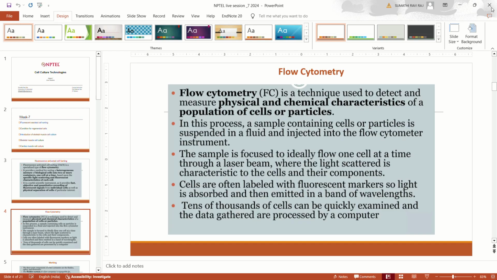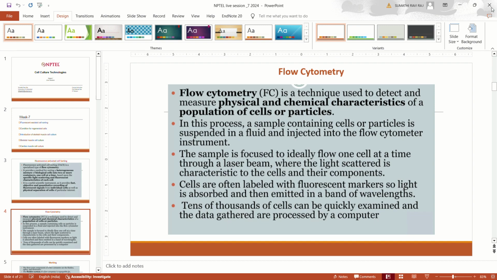So FACS is fluorescence activated, but you can also do it with just the laser beam based on the characteristic scattering of the light of different types of cells. So you can even use dyes like propidium iodide or annexin, etc. So the major principle is how the light scatters depending on the type of cell.